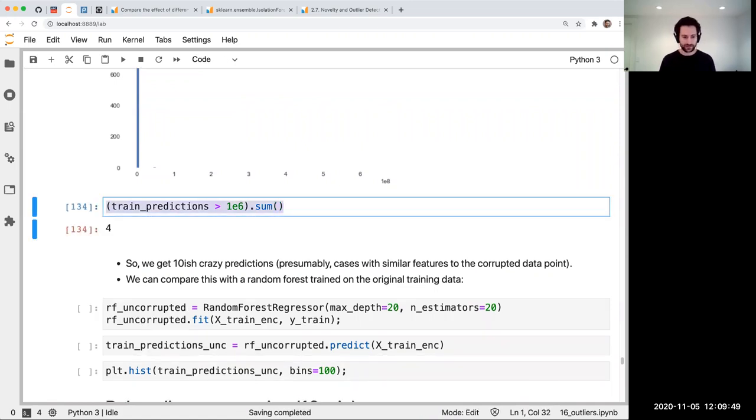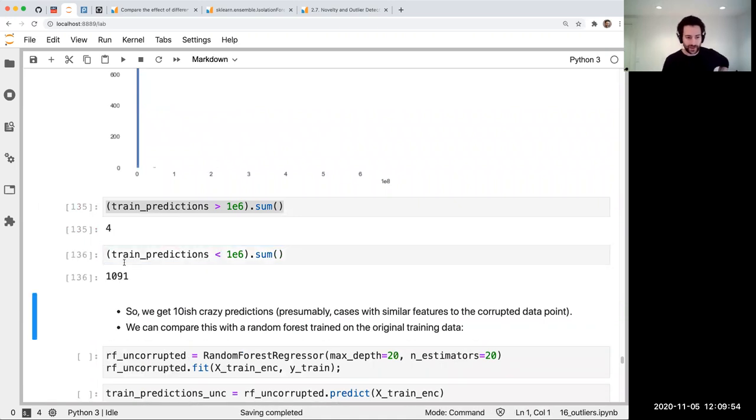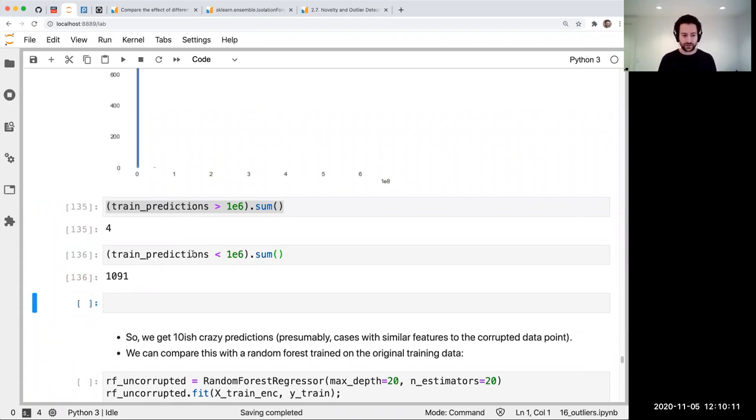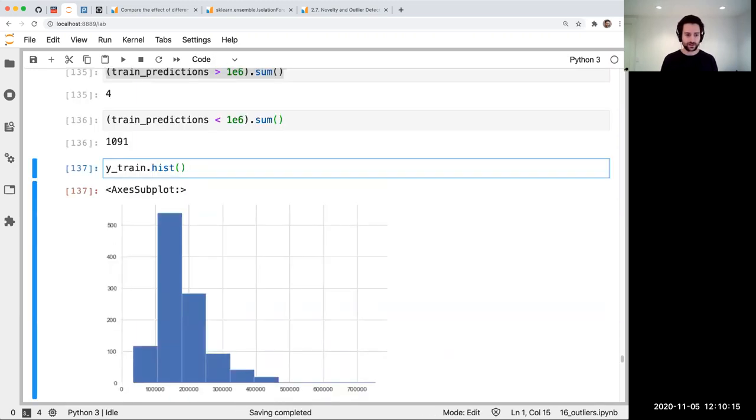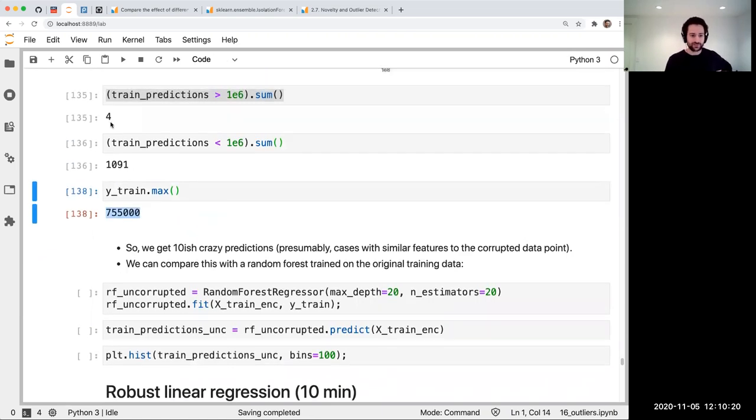Oh, that's really what I wanted to show you. It's only predicting above $1 million for 4 houses, and for the other 1,000 houses, it's predicting less than $1 million. So basically, there seem to be 4 houses that are similar enough to the crazy one that they went into crazy land as well. Because I don't think any of the houses were actually worth $1 million. Yeah. So there was no house worth over $1 million in the training set, but only 4 of them went into crazy land here.